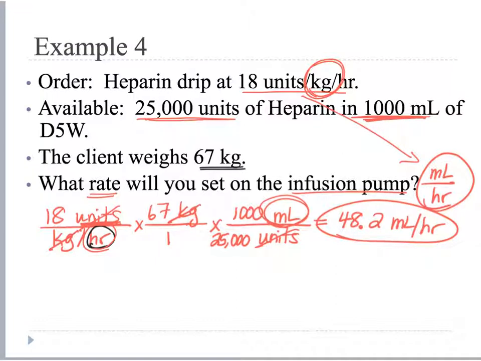Okay, so this one was ordered based on weight. If I can multiply by the patient's weight right away, then I can get to a rate. Then I can take that rate and convert it to what I need, which in this case was milliliters per hour.